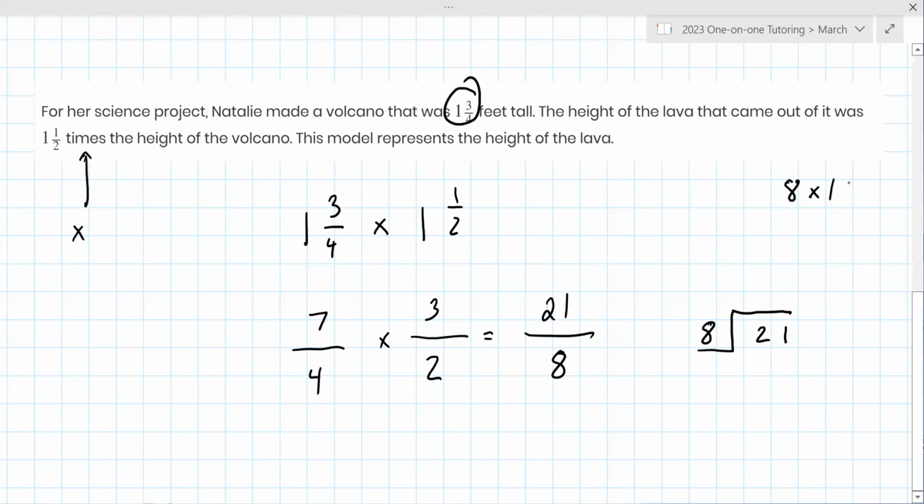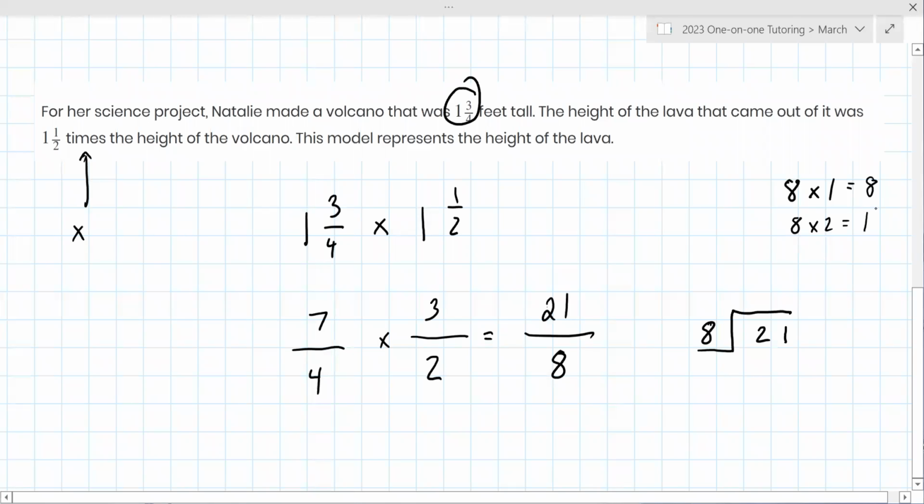What is 8 times 1? Let's just start there. And 8 times 2 is 16, and 8 times 3 is 24. Okay, good. So 21 is between 16 and 24. So which number goes up top here? The number that goes up top is the number of times that 8 goes into 21. 16 is the multiplication of 8 times 2. Oh, sorry. It is 2.